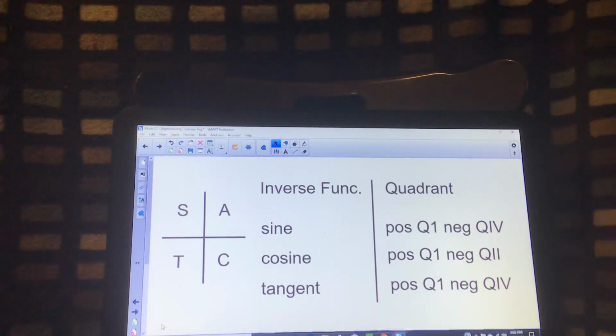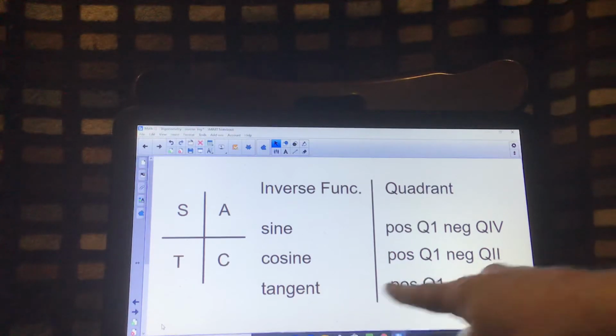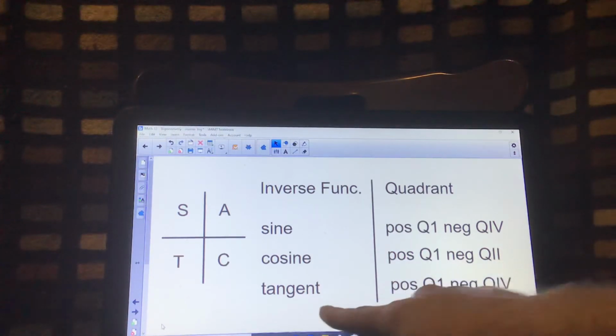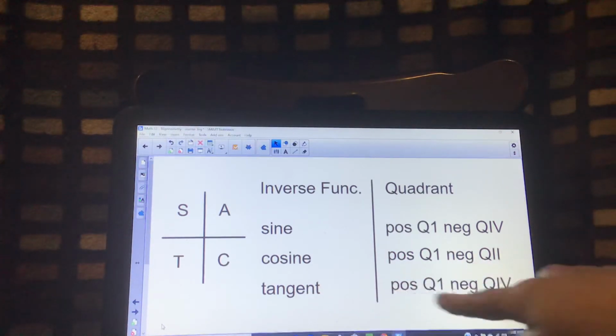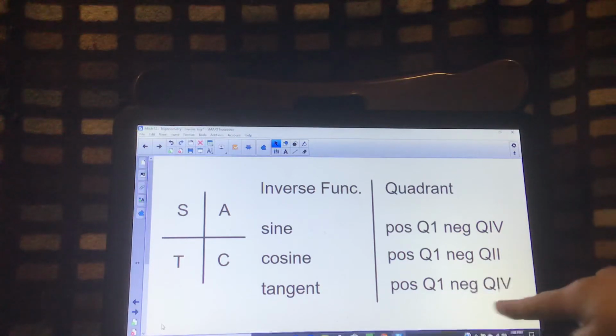Tangent does the exact same thing, because basically inverse tangent, if you do it of something positive, the angle will be positive. If you do inverse tangent of something negative, it'll pick out of quadrant 4 and give you a negative answer. Now, that's all fine and good. If you do get it, when I do some examples, hopefully you'll get the idea.